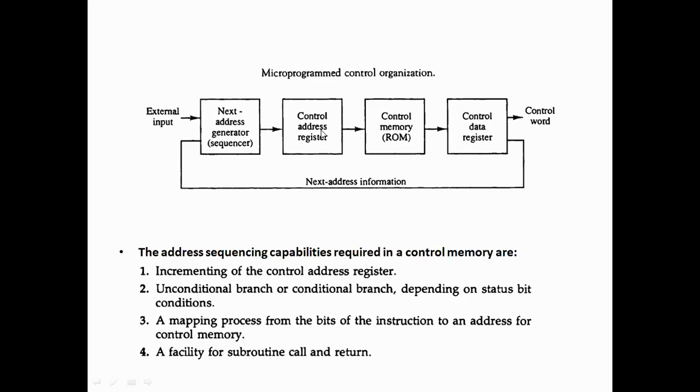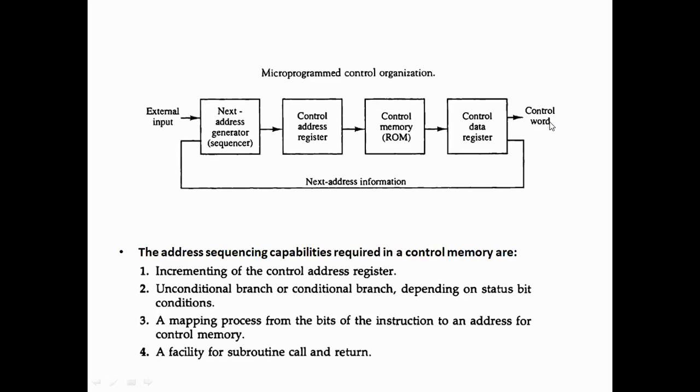and that will contain an address. This address will be of control memory, and when we go to that address we will find a word there that is called the control word. When we fetch that word, it will be transferred to the control data register. So there will be a data register inside the control unit called the control data register. That word will be transferred to that place.